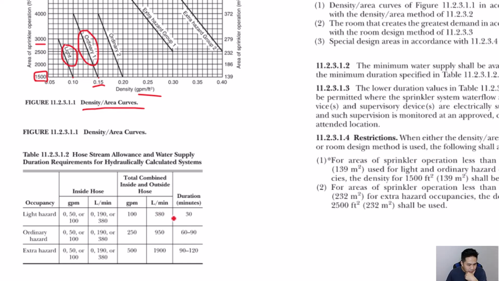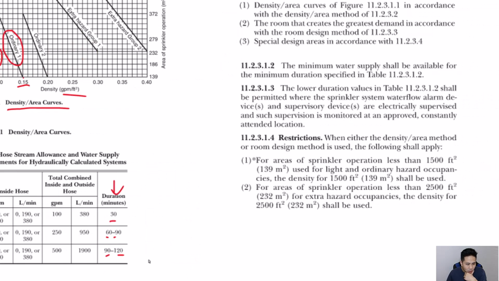And there's also different durations here: 30, 60 or 90, and 90 and 120. So the code explains when the lower values are used, and it's in this section right here of NFPA 13. It says lower duration values in that table shall be permitted where sprinkler system water flow alarm devices and supervisory devices are electrically supervised, and such supervision is monitored at an approved constantly attended location. So basically all of this is what's on the fire alarm system.